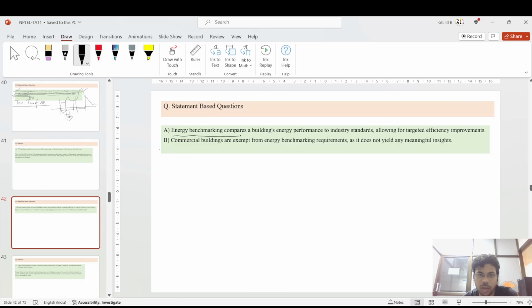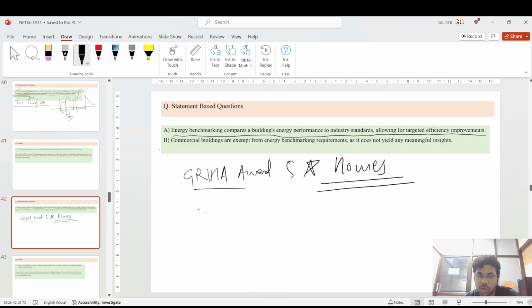Okay. Again, let me explain. The first statement is saying energy benchmarking compares a building's energy performance to industry standards, allowing for targeted efficiency improvement. If you see some of the awards, such as the Griha Award, they give a 5-star rating to the houses.